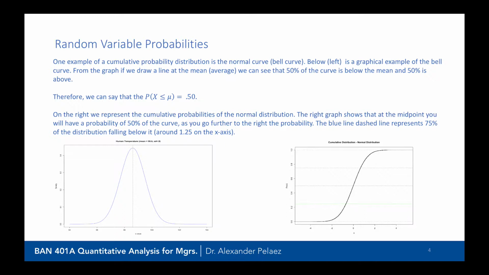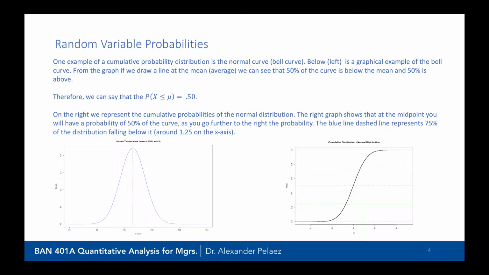One example of the cumulative probability distribution is the normal bell curve. On the left, we have a graphical example of our bell curve. From the graph, if we draw a line at the mean, we can see that 50% of the curve is below the mean and 50% is above the mean. So we can say that the probability of x less than mu, which is our population mean, is equal to 0.5, 50% below.